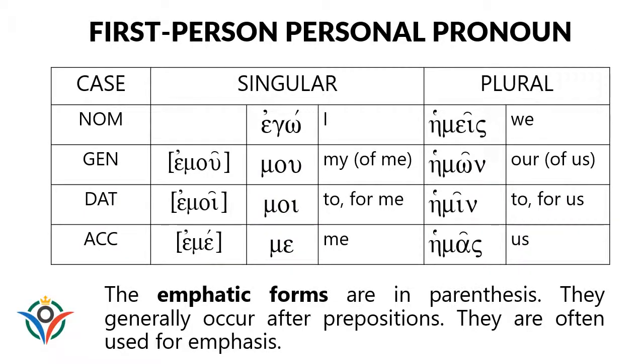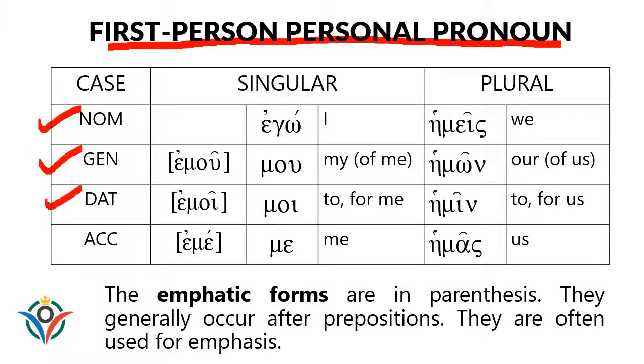So let's begin with the first person personal pronoun forms. We are going to learn them beginning with the nominative, then the genitive, dative, and accusative cases in that order, the singular forms, and then the plural forms. So let's go through them together. The nominative singular is ego, which translated is I.